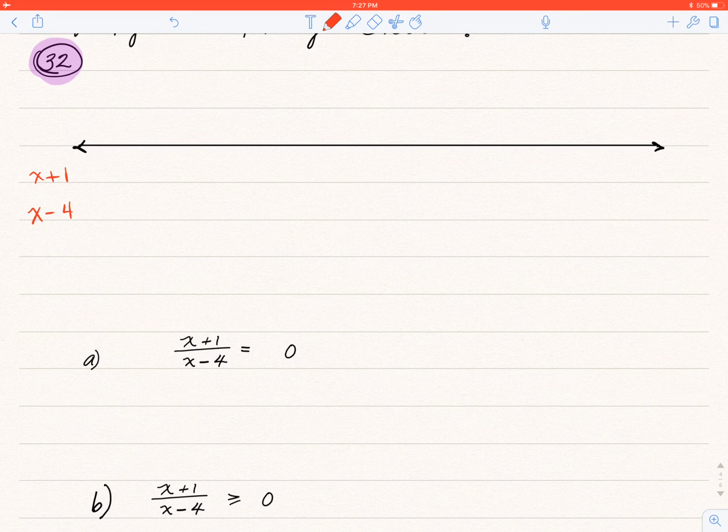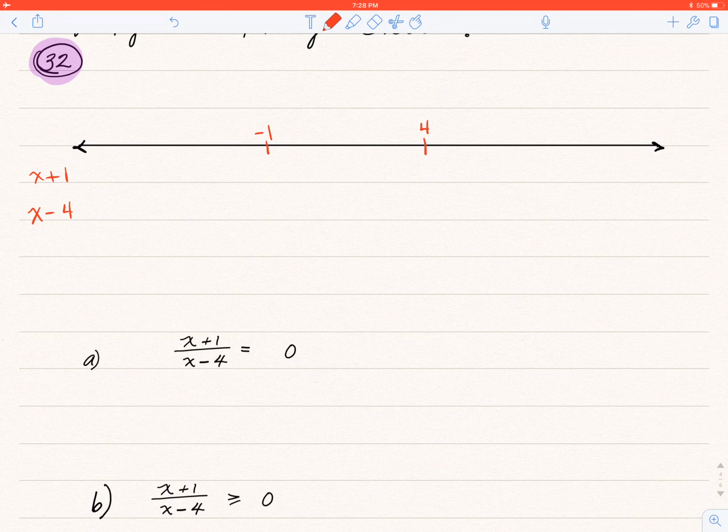Now, if you could pretend that each one of these factors is a mini equation, we've done that multiple times through the semester, x plus 1 equals 0, then I would be solving to get x equals negative 1. And I'm going to put negative 1 on my number line or on my x-axis. If you solved the mini equation x minus 4 equals 0, you would get x equals 4. And so that's also going to go on my number line. Of course, 4 is to the right of negative 1.